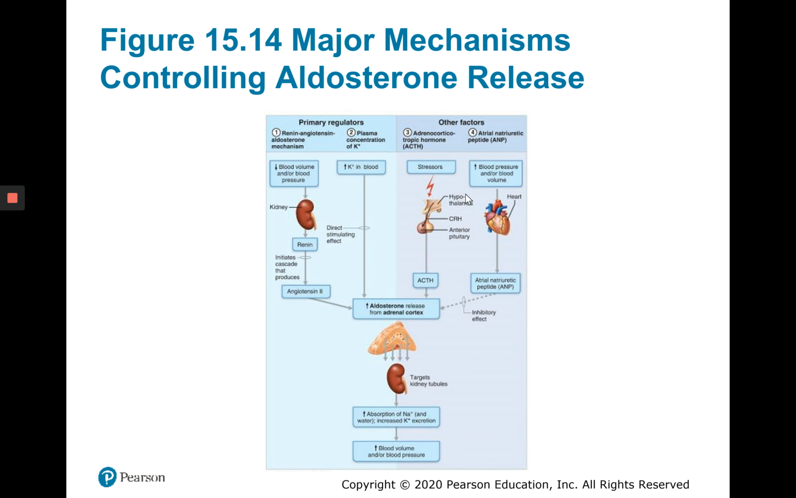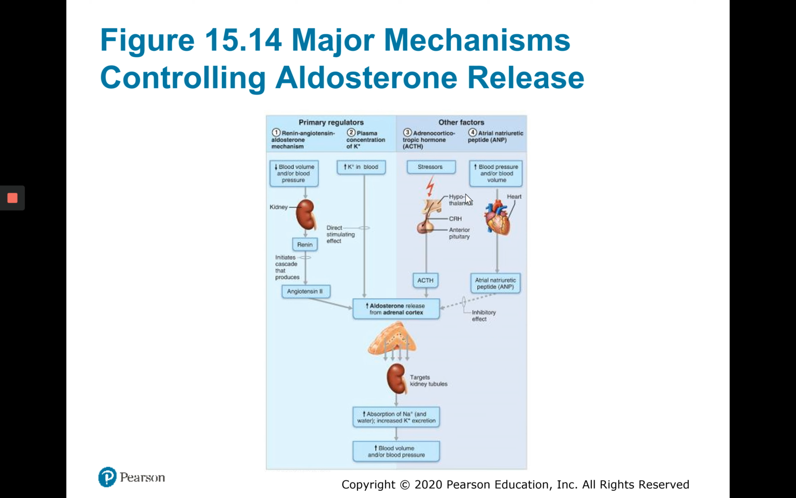I definitely recommend Figure 15.14, looking at the major mechanisms we just went over controlling aldosterone release. You can see the two primary regulators, which are the renin-angiotensin-aldosterone mechanism and plasma concentrations of potassium, and then other factors. So definitely adrenocorticotropic hormone release and atrial natriuretic peptide release are going to be minor factors in controlling aldosterone release. Atrial natriuretic peptide, again, is that antagonist. We only get a little bit of aldosterone release when we get excess adrenocorticotropic hormone release from the anterior pituitary.